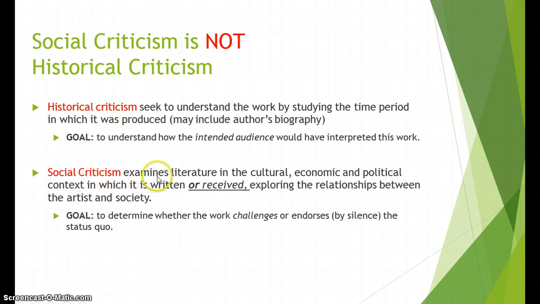Social criticism, on the other hand, examines literature in the cultural, economic, and political context in which it is written or received, exploring the relationships between the artist and society. When I say written or received, it means that you can do this literary criticism for you as the unintended audience of the book. And the goal is to determine whether the work challenges or endorses, by silence or by not challenging, the status quo.